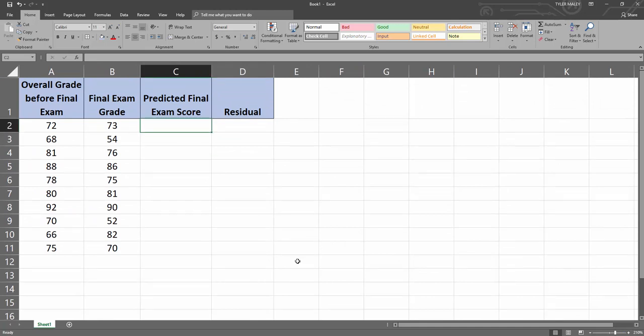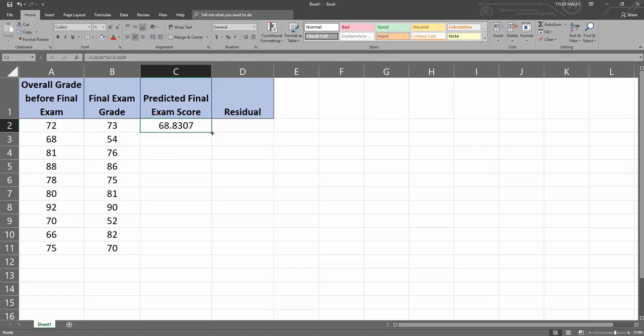So let me just fill this in. We can use Excel to calculate this, the predicted final exam score. In Excel, I want to start with equals for an equation. We want to take 1.0138, which I'm grabbing from the line of best fit equation at the bottom of that table, and multiply it times the overall grade, this cell. Then I want to subtract off 4.1629.